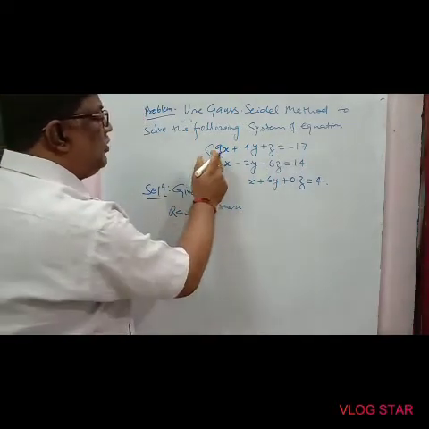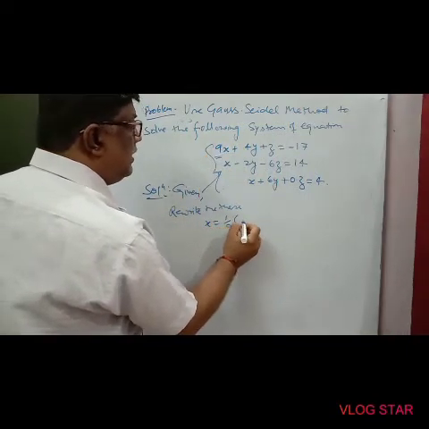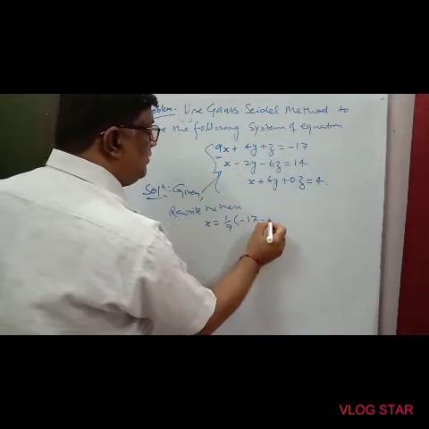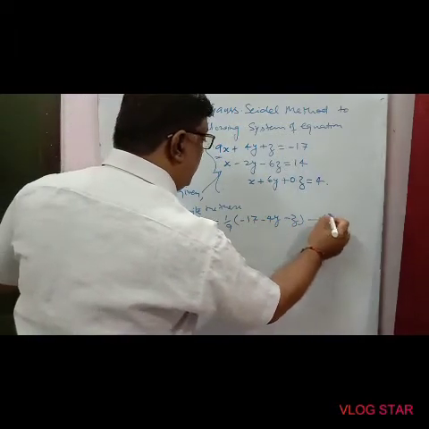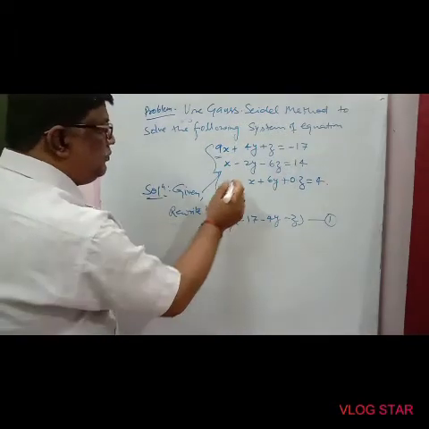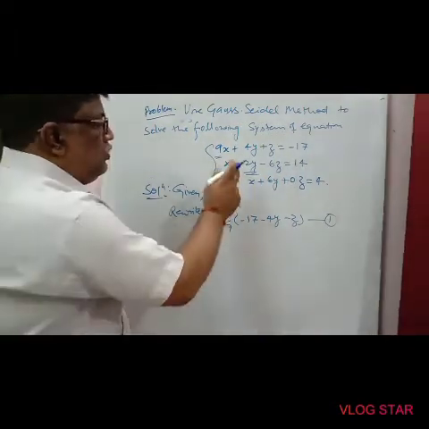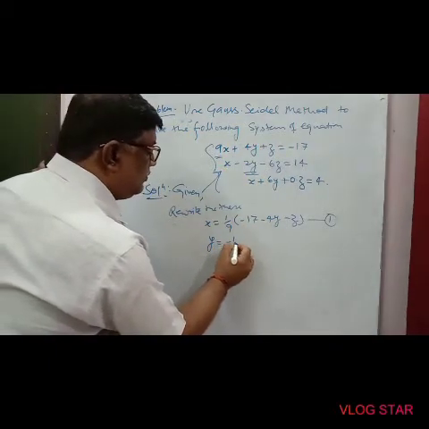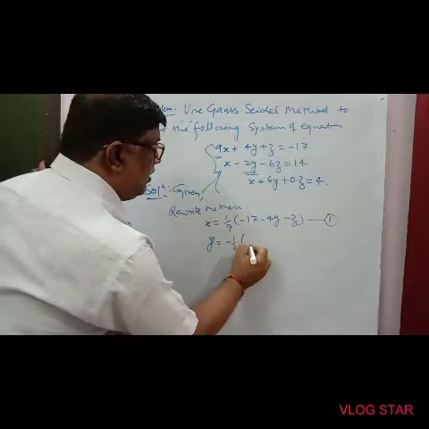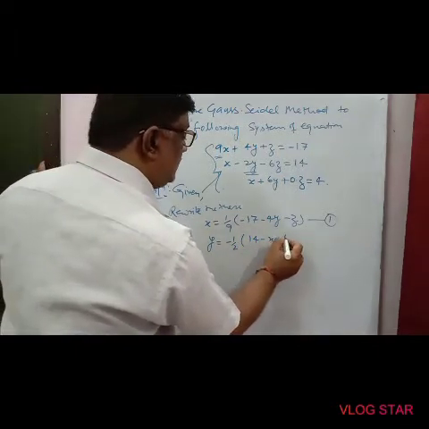Then first you find out x from this equation. Then x equal to 1 upon 9 in the bracket minus 17 minus 4y minus z. This is equation number 1. Now find out the y from equation number 2. Then y equal to minus 1 by 2 in the bracket 14 minus x plus 6z.